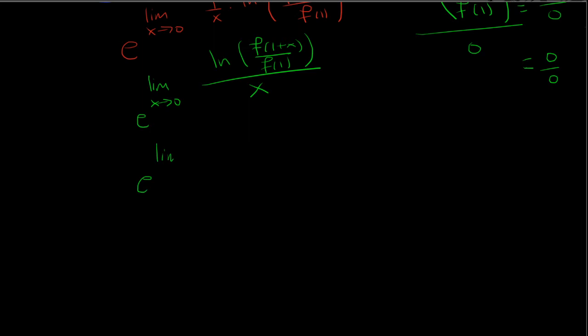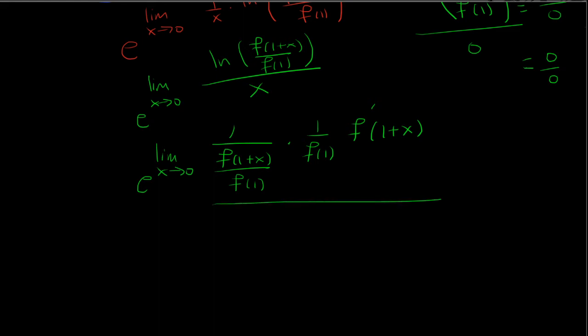So I'm going to take the derivative of the top. The derivative of ln of (f of 1 plus x over f of 1) is 1 over the inside times the derivative of the inside. Okay, so 1 over f of 1, that's a constant, and then we can pull that out and take the derivative of f of 1 plus x. Chain rule says to take the derivative of 1 plus x, but that's just 1, so we don't have to worry about that. And that's going to be all over 1, since the derivative of x is 1.